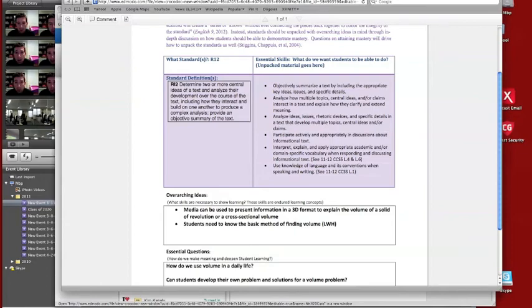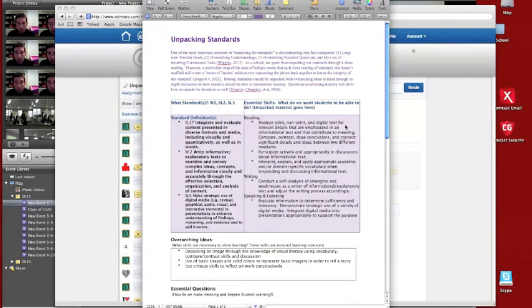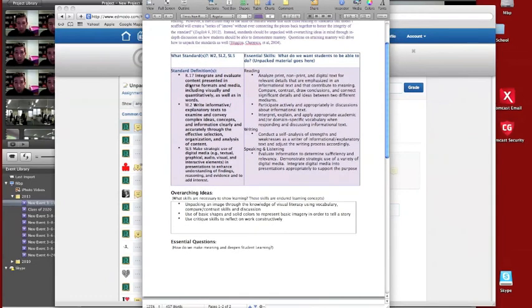One that I particularly liked was the art teacher's. And I have that one pulled up here. And as you can see here, it says unpacking standards. And she took some of the same standards that I have in my examples. We have integrate and evaluate content presented in diverse formats, write informative explanatory texts, and then make strategic use of digital media. So she went beyond just using informational text. She has reading, writing, and speaking and listening. And so she took the essential skills here, and then she created overarching ideas.